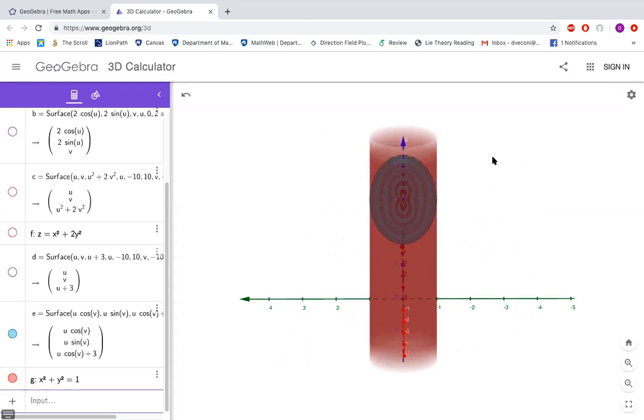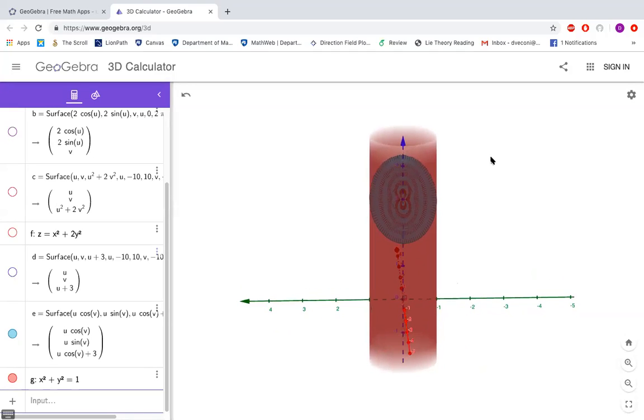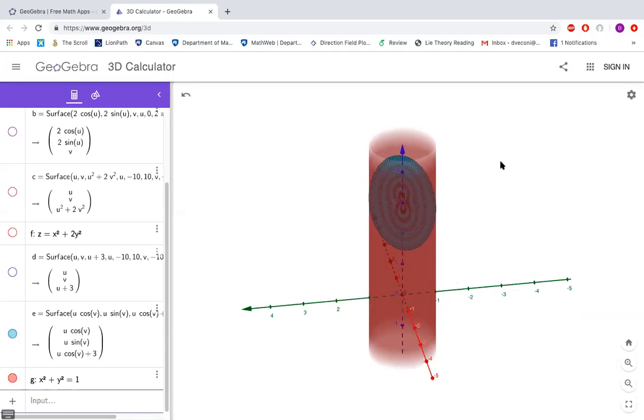I should take a screenshot of that design and maybe get a tattoo of that or something like that, because that looks pretty cool.